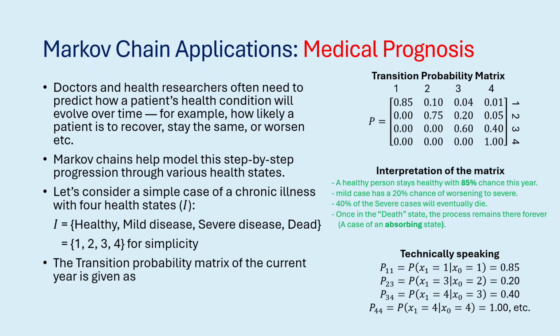Technically speaking, the 85% can be represented this way. P11 is equal to the probability of X1 equal to 1 given X0 equal to 1. It's the same notation we have used earlier. It's a one-step transition probability, where the state moves from first to first in one step. That is 85%, that is 0.85, and so on.